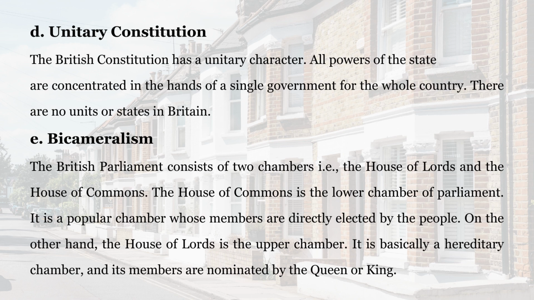E. Bicameralism. The British Parliament consists of two chambers, that is, the House of Lords and the House of Commons. The House of Commons is the lower chamber of Parliament. It is a popular chamber whose members are directly elected by the people. On the other hand, the House of Lords is the upper chamber. It is basically a hereditary chamber, and its members are nominated by the Queen or King.